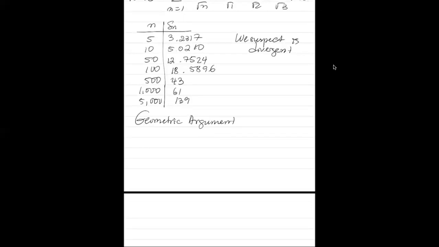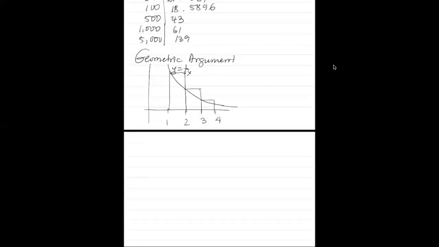Just like before, we have the graph of our function. In this case, that is y equals 1 over square root of x. And for 1, 2, 3, and 4, we're going to construct the rectangles. For the first rectangle, we see the rectangle is above the curve. So we know what's going to happen: the sum of those areas will be bigger than the area under the curve.